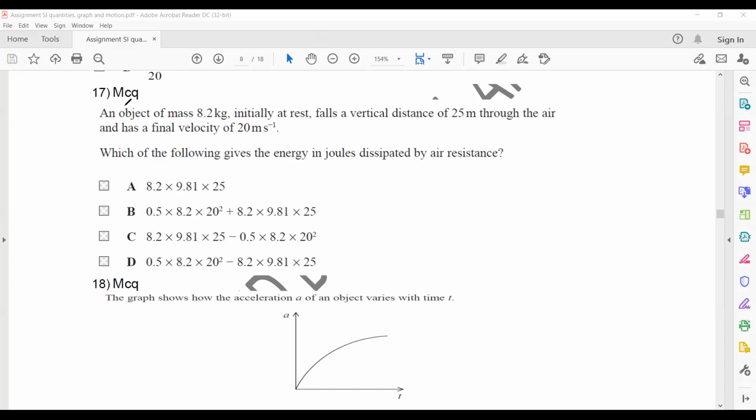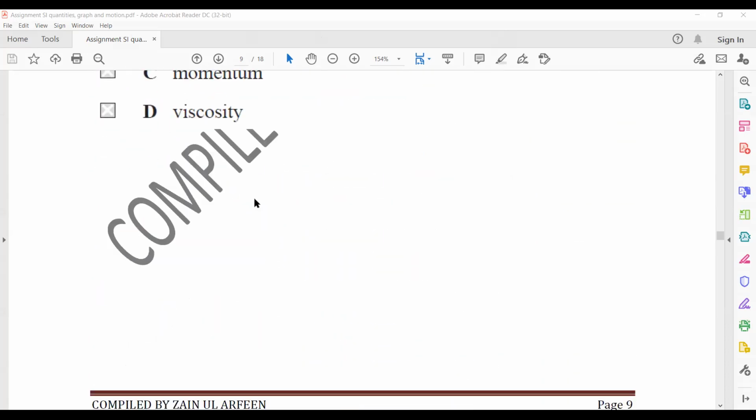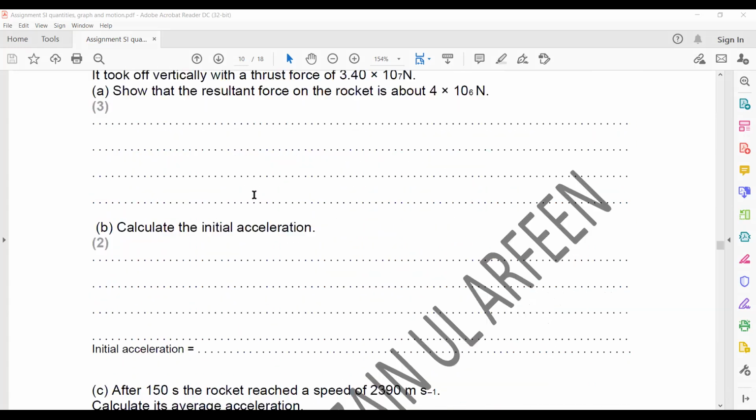So another question, an object of mass 8.2 kilogram. So we have the mass initially at rest, so initial velocity is 0. It falls vertically through a distance, so s is given. And we know the final velocity. Which of the following... Okay, this is about energy dissipation, so kinetic energy minus potential. I was looking for the equation of motion.